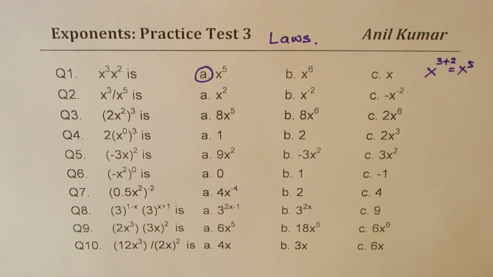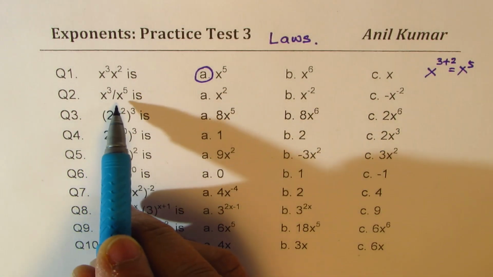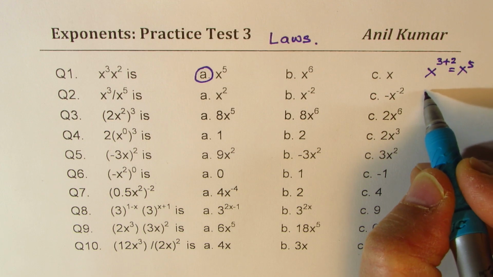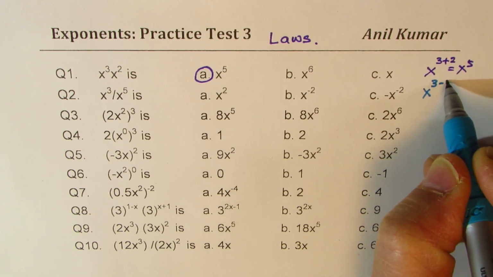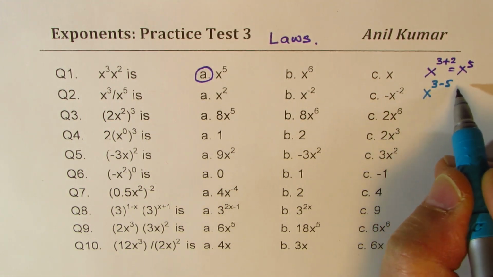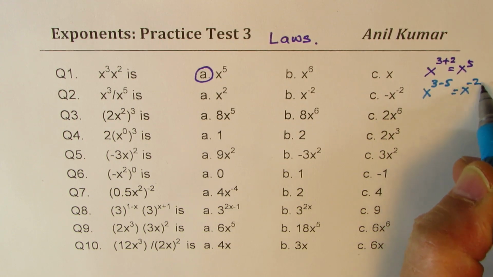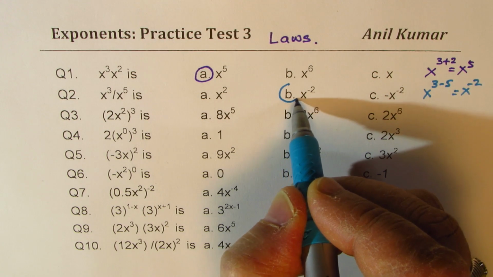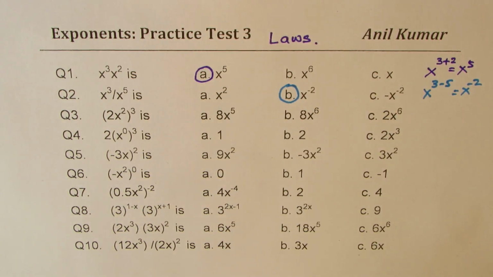The next one here is x cubed divided by x to the power of 5. Now when you divide, they get subtracted. So we get x to the power of 3 minus 5, which means x to the power of minus 2. So this time the option is B. So I hope these laws are absolutely clear to you.